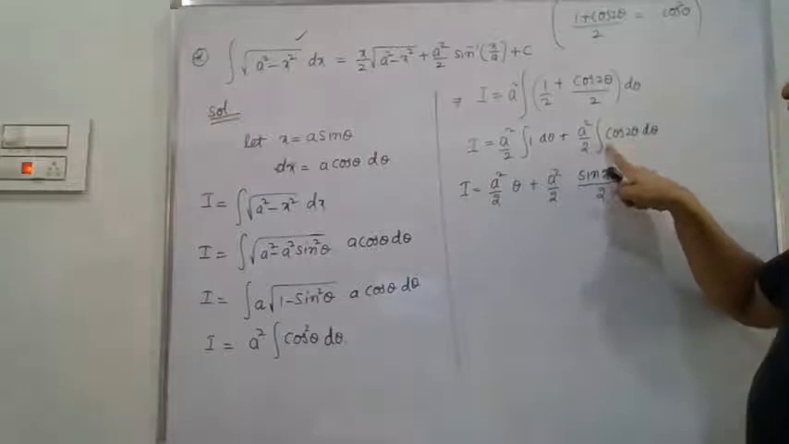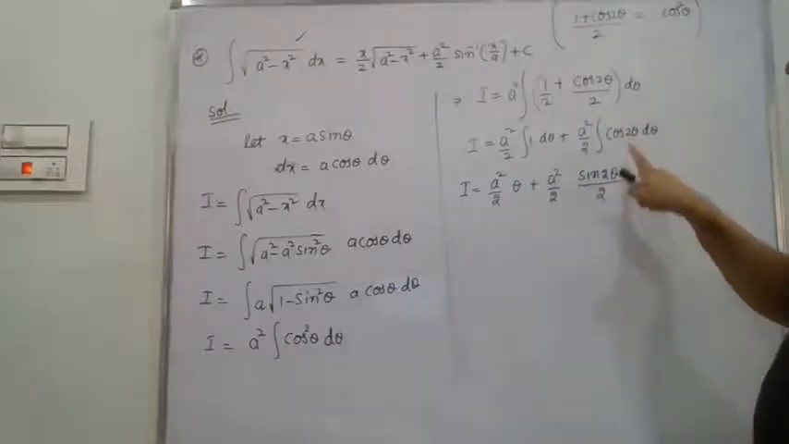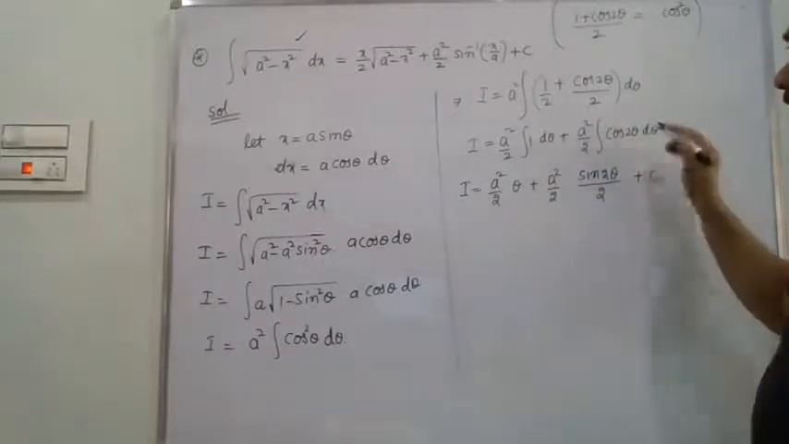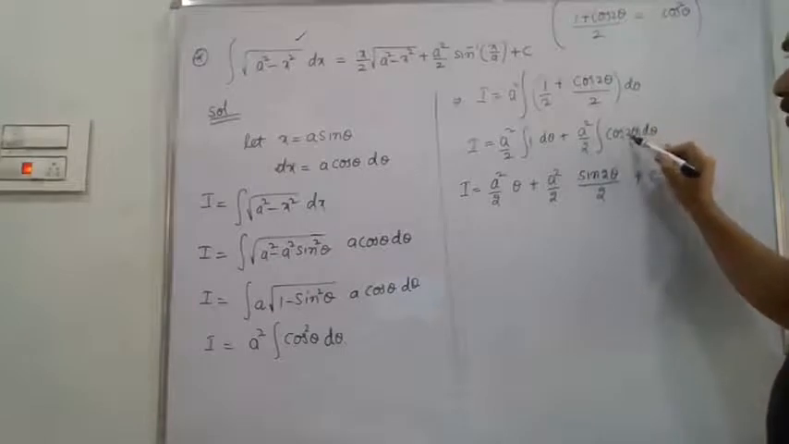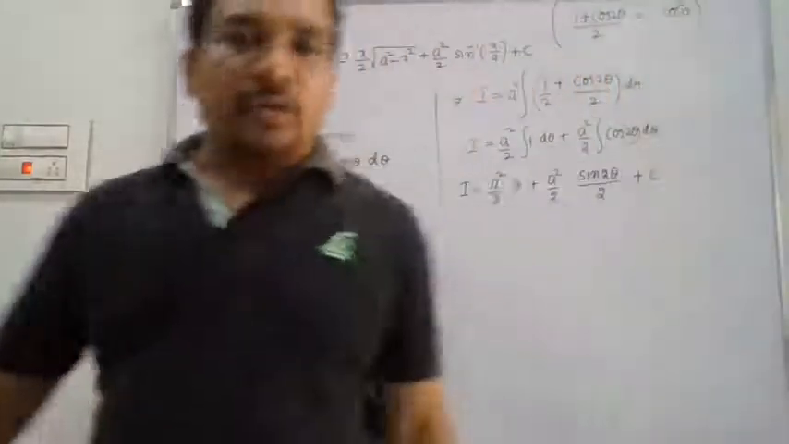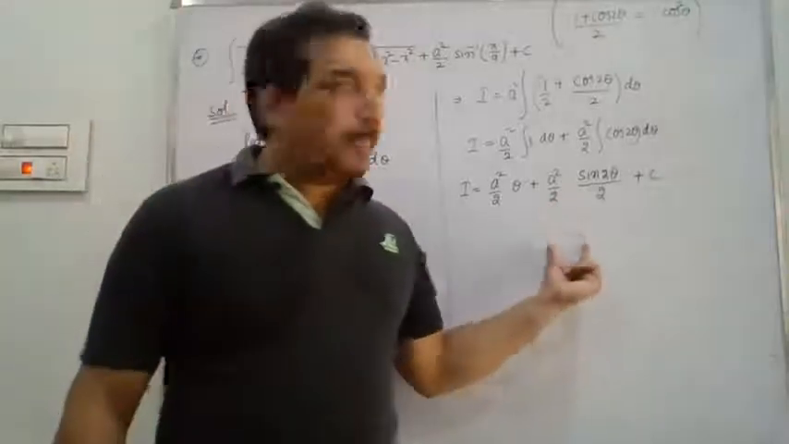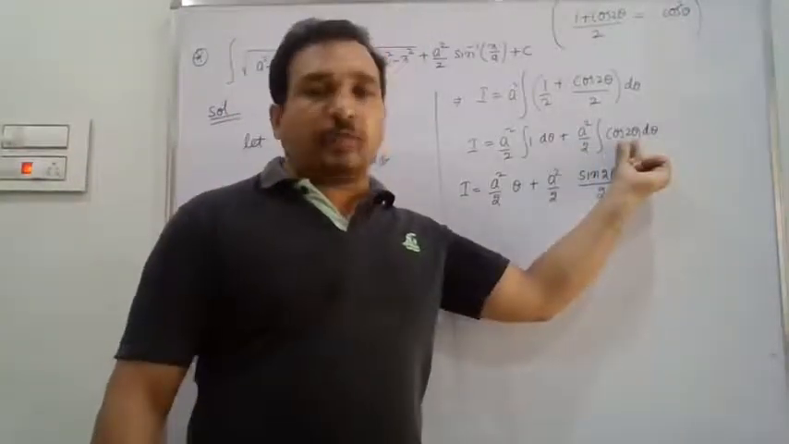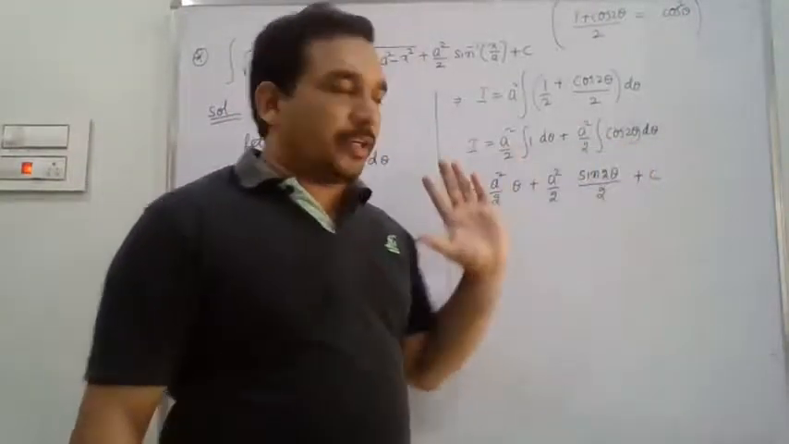So that's why integration of cos 2 theta is sin 2 theta, and this 2 we should write in the denominator. What is the differentiation of 2 theta? It is 2. So that 2 should be written in the denominator. If you do the derivative, then we will write it in the numerator. Since it is an integration, we should write the derivative of 2 theta, which is 2, in the denominator.